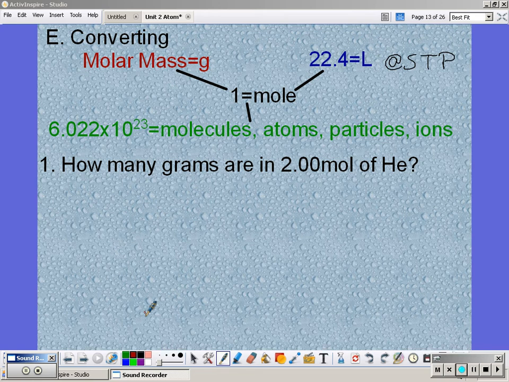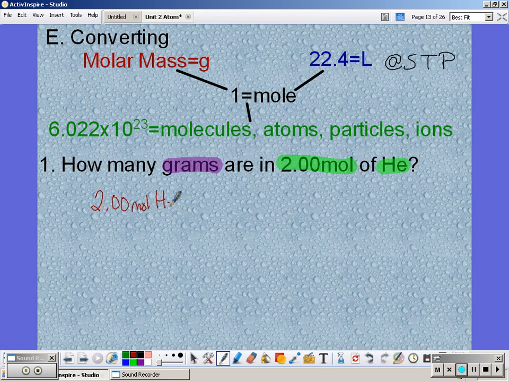So how many grams are in 2.00 moles of helium, He? So we're given moles helium. You should always have a number, a unit, and a substance. We're looking for grams. So we're going to start with our given 2 moles He. All we're doing here is setting up a ratio, but it's a ratio in a format that you're probably not familiar with. Mole is the key to everything.